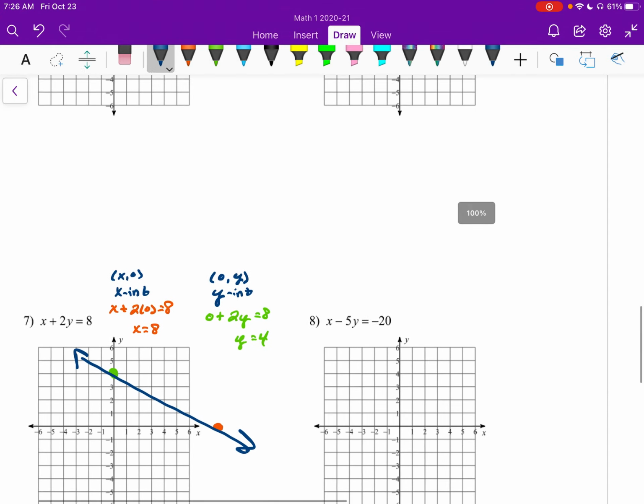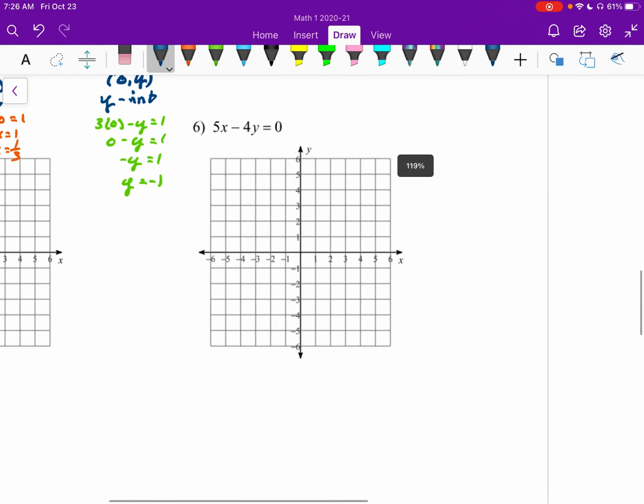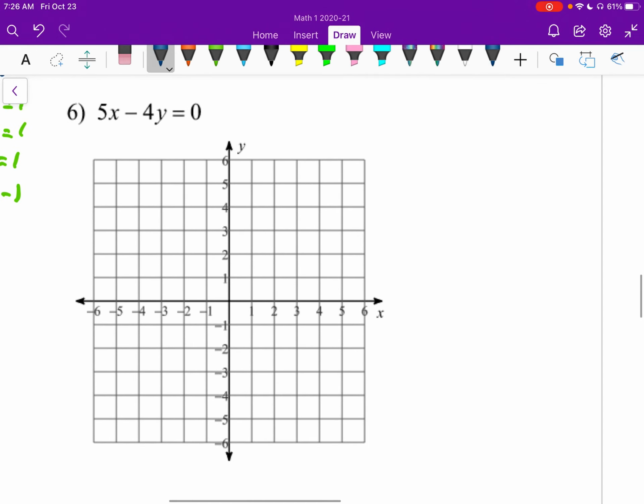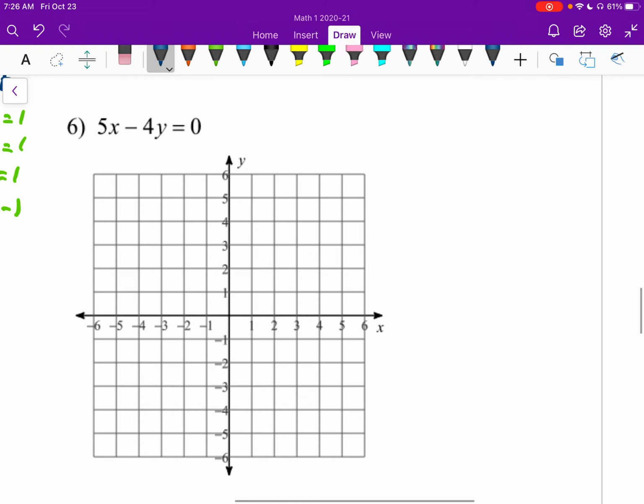All right, let's look at number 6. Now, we have 5x minus 4y equals 0. Whenever you end up getting a standard form or a general form equation that is equal to 0 like this, if you try to plug in 0 for x or y, you end up getting that the x and y intercept is 0. So all that tells us is that we have a point right there on both of them.